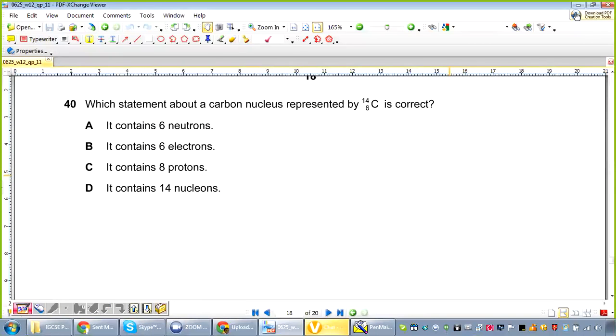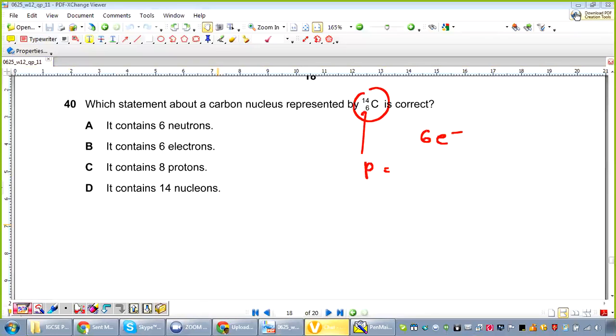It contains 6 electrons. Correct. I want you to get all number of protons, electrons, neutrons for this particular atom. Okay, 6 electrons are there that you already said. How many protons are here? 14.